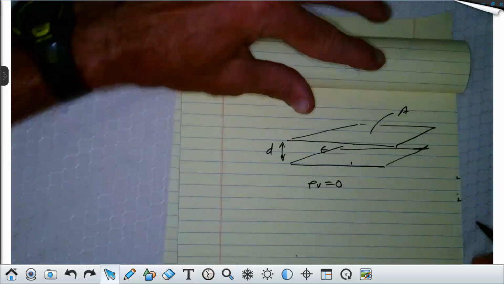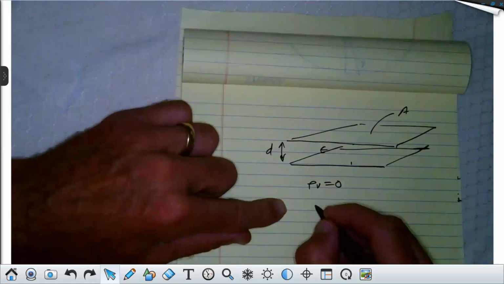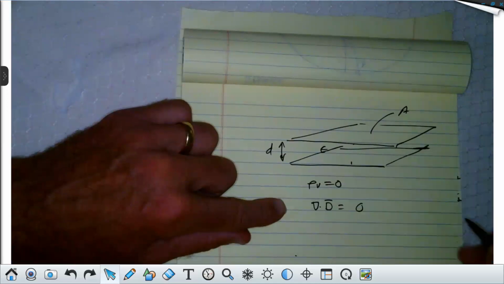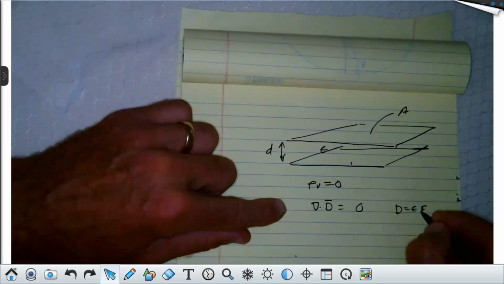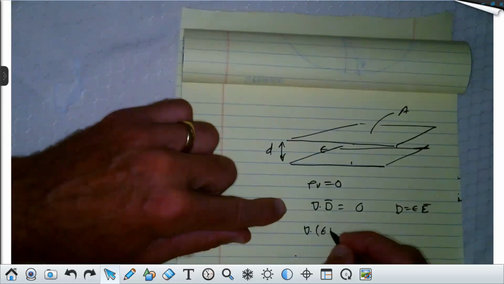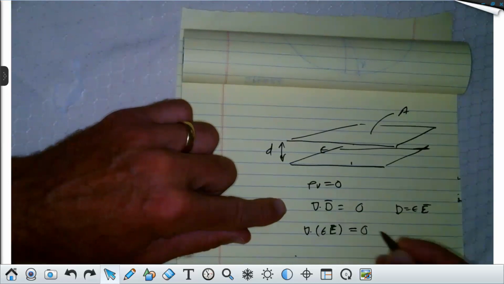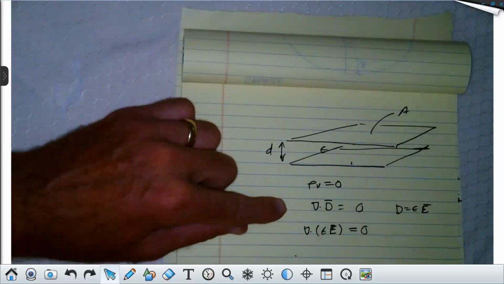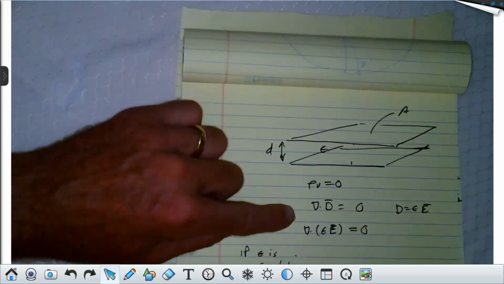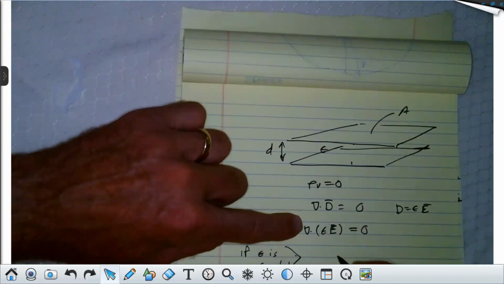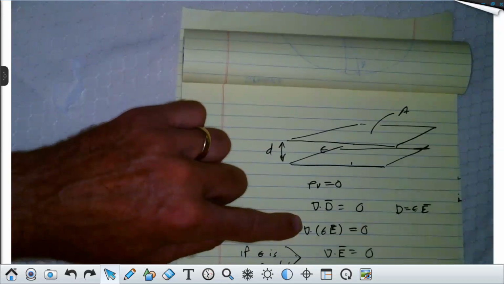Now, then we go ahead and we say, well, I know the divergence of D is equal to rho V. It would be equal to 0, right? And I know D is equal to epsilon E. So I know divergence of epsilon times E is 0. Now, here's where an assumption's made. If epsilon is constant, it can't be a function of position. If it is constant, then we can say that the epsilon comes outside and we can divide by it. And now we have divergence of E is equal to 0 as well. Do you agree with that?